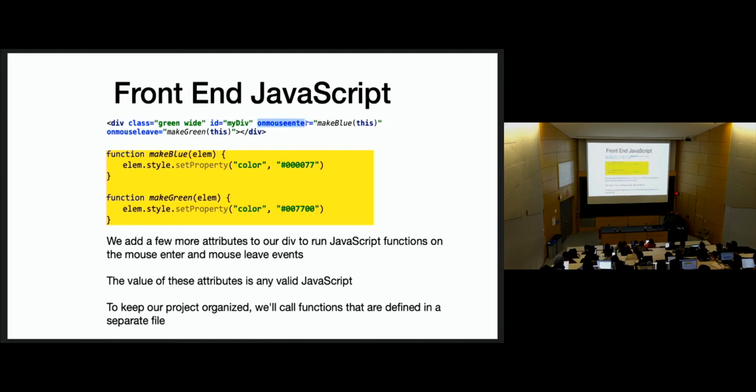So if we have a div here, we can have this div react to certain events that occur in the browser. There are all kinds of event types. Here I'm using onMouseEnter and onMouseLeave. That means whenever the mouse enters into that div, we're going to call one function. We're going to call this makeBlue and pass a reference of that div to the function. And whenever it leaves, we're going to call makeGreen on this. So whenever our mouse is in the div, it should be blue, and whenever our mouse exits it, it should turn green.